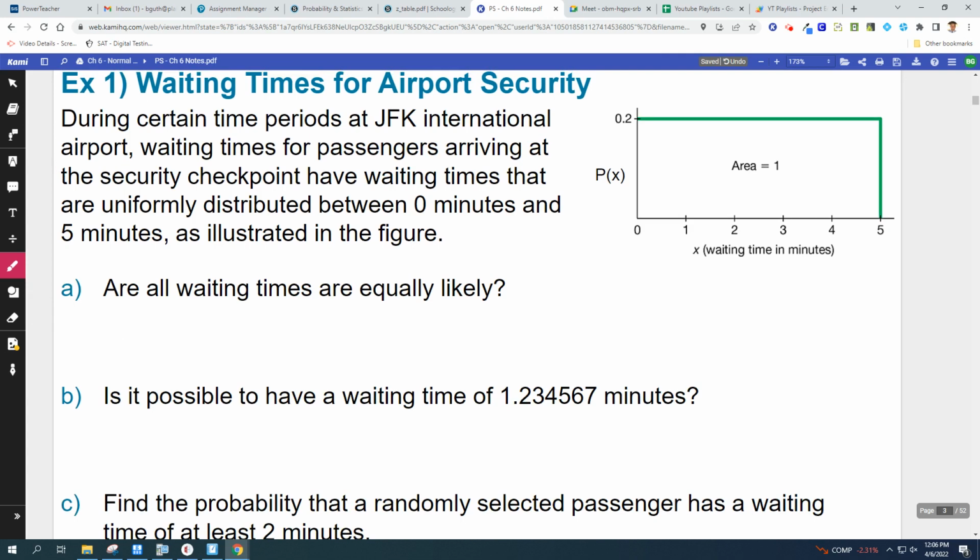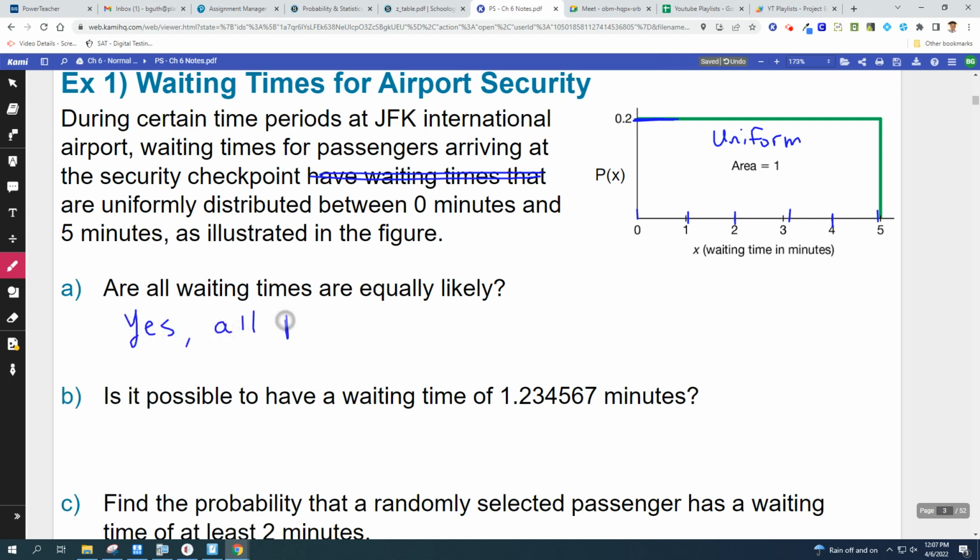Example 1, waiting times for airport security. During certain time periods at JFK International Airport, waiting times for passengers arriving at the security checkpoint are uniformly distributed between 0 minutes and 5 minutes, as illustrated in the figure. Okay, so this is a rectangle. This is a uniform distribution, not normal. Are all waiting times equally likely? Well, here are your waiting times, 0, 1, 2, 3, 4, 5, and all the waiting times are the same. So yes, they are the same.